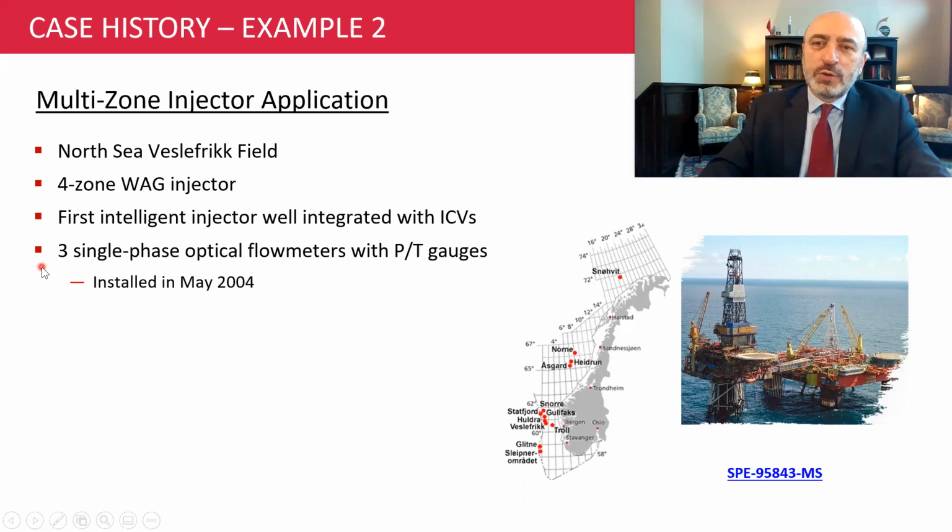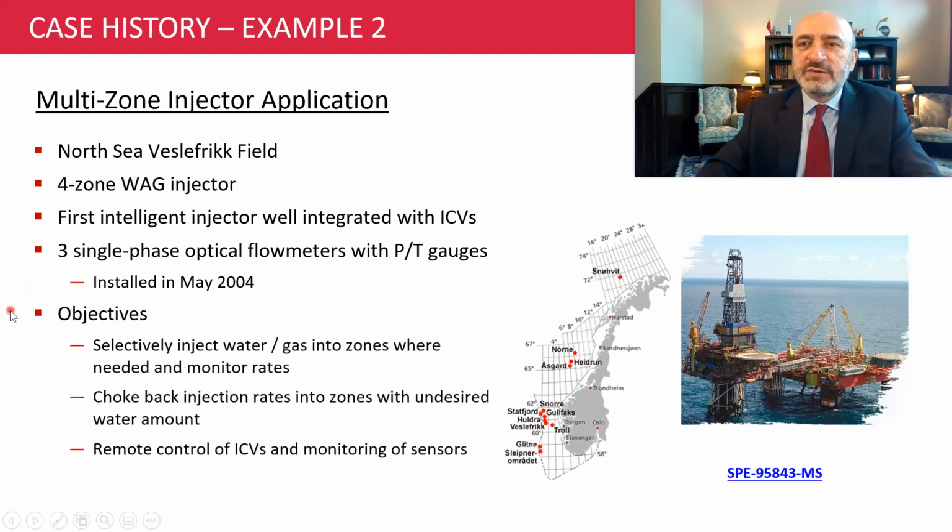3 single-phase optical flow meters with pressure and temperature gauges were installed in 2004. And there were several objectives. One of the main objectives was to selectively inject water and gas into zones where it is needed most and to continuously monitor the injection rates. When needed, choke back the injection rates in the zones with a high amount of water, and remotely control the operation of ICVs and continuously monitor the sensor measurements with easy access.